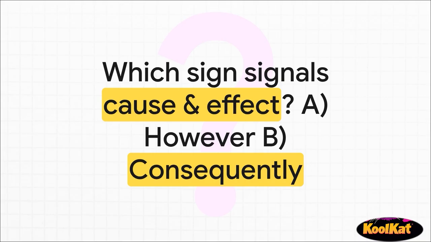Now for the fun part, step two. We need a road sign that screams cause and effect. Let's look at our options. Is it A, however, B, consequently, C, for example, or D, likewise? Think back to that cheat sheet. Which one fits? And the answer is B, consequently. If you pick that one, you nailed it.